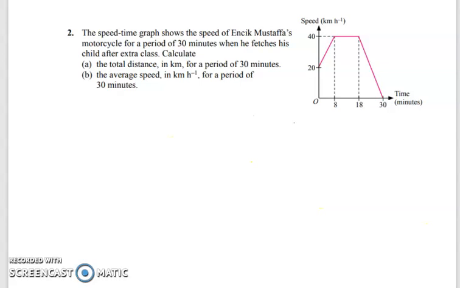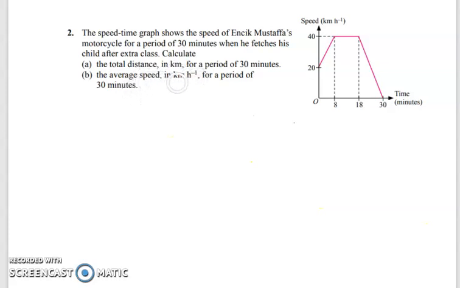Hello everyone. So in this next part, we are going to look at a few more examples involving the distance travel for the area under the graph. So for question 2 here, the speed time graph shows the speed of Sheikh Mustafa's motorcycle for a period of 30 minutes when he fetches his child after extra class.